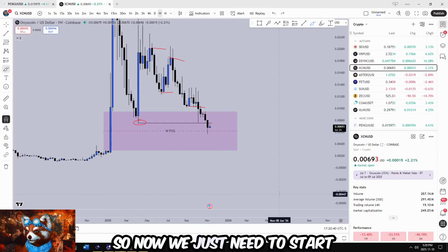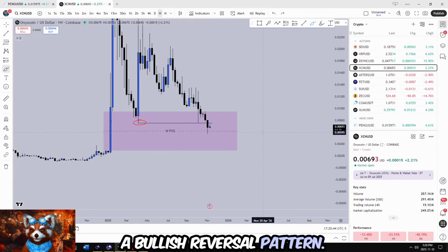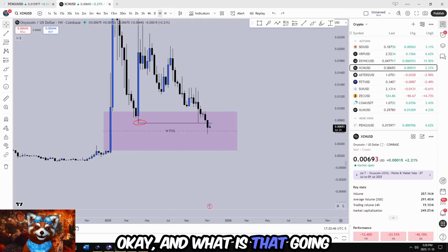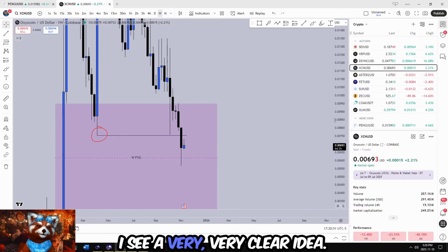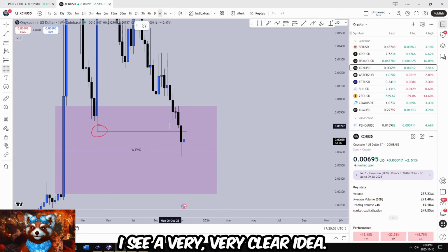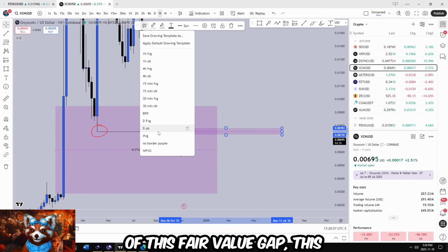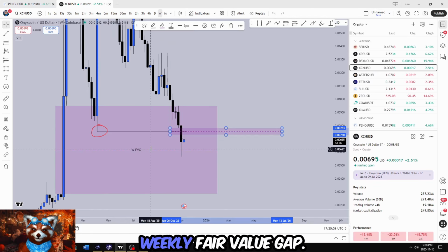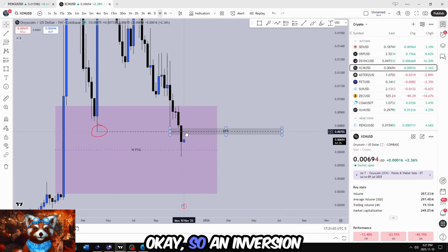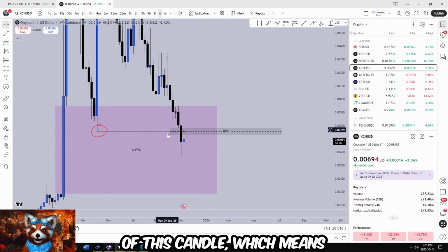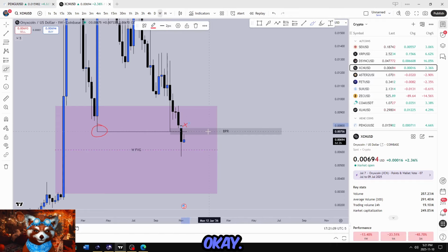So now we just need to start waiting for a bullish reversal pattern. Okay, and what is that going to look like? For me, I see a very, very clear idea. It would be an inversion of this fair value gap, this weekly fair value gap. Let me make it a different color for you guys, okay? So an inversion of this candle, which means that we would close above it, okay?